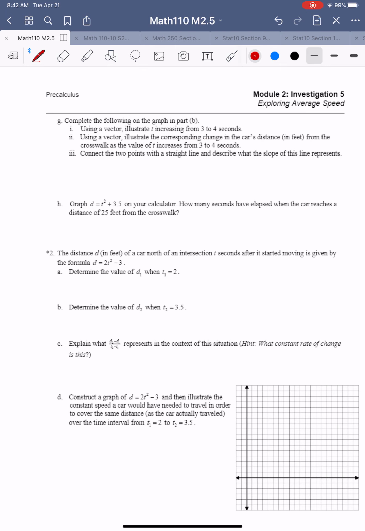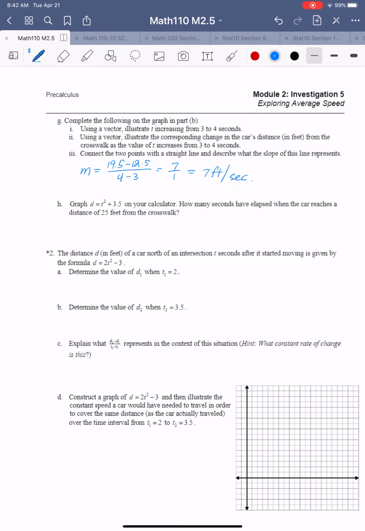So that's for letter A, which is to connect the 2 points with a straight line. What is the slope? So the slope for number 3 is 19.5 subtract 12.5 over 4 minus 3, which becomes 7 over 1, which we can say is 7 feet per second.